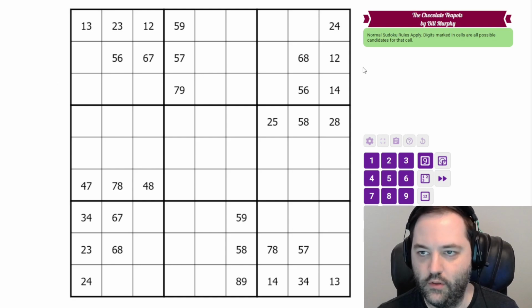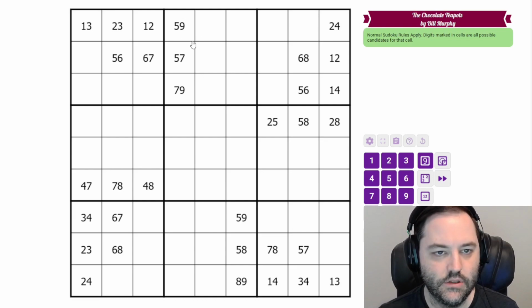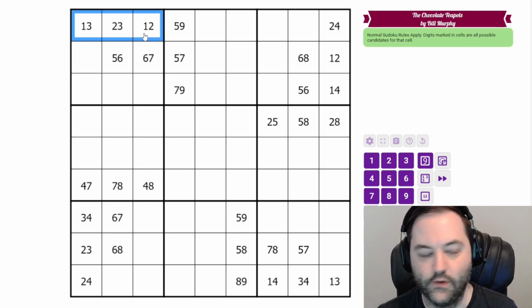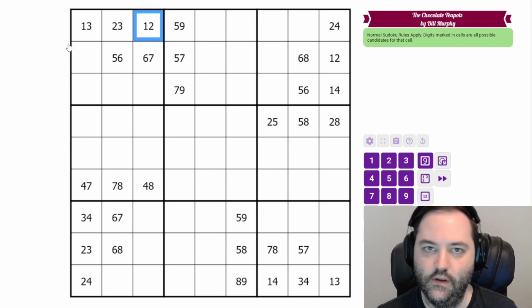And before we start on the puzzle, I'm just going to show an example of what a chocolate teapot is, in case you've never heard of it before, or if you've heard the expression but don't know what it is. This is an example of a chocolate teapot. So what we have is 3 digits in 3 cells, such that each cell contains a different pair of digits.